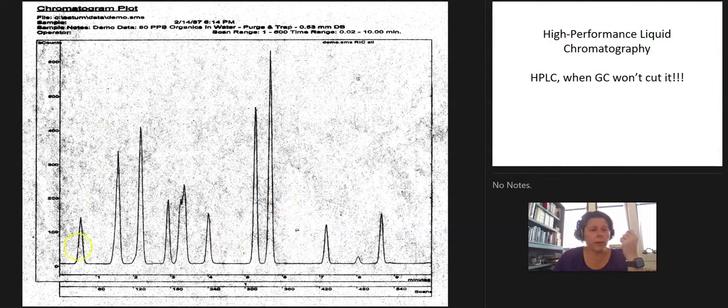So here we have the chromatograph data. You'll get your peaks, and if I click on one of these, it'll give me a mass spec for it, and then I can identify what the compounds are.